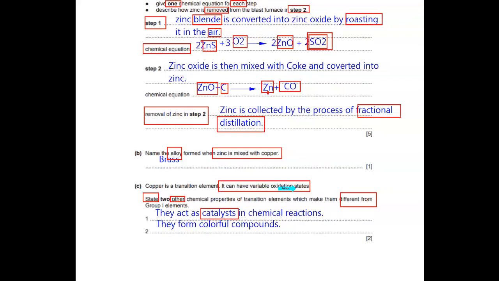All right. Another telltale sign of a transition element is that they form colorful compounds. Okay, for example, iron is green, it's also brown in different oxidation states, right? And copper is gold and black in different oxidation states. So they form colorful compounds, right?